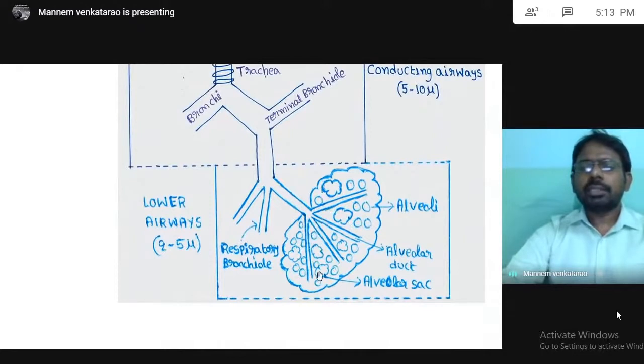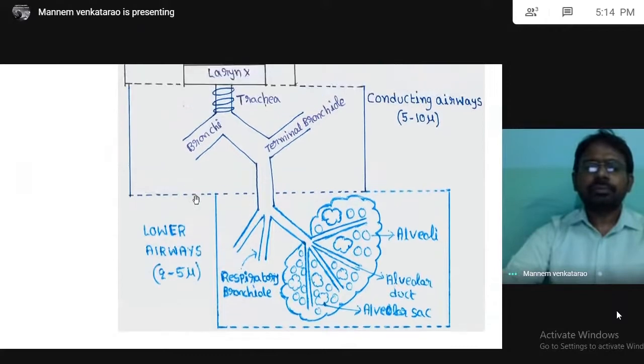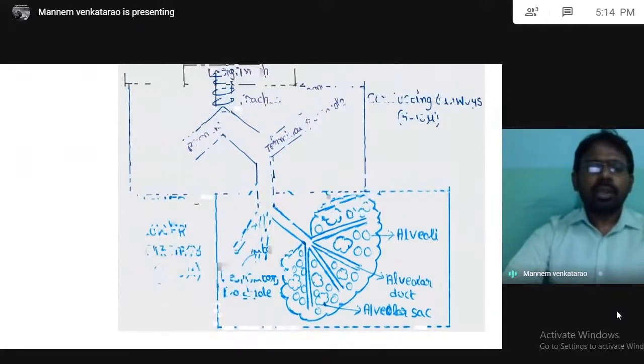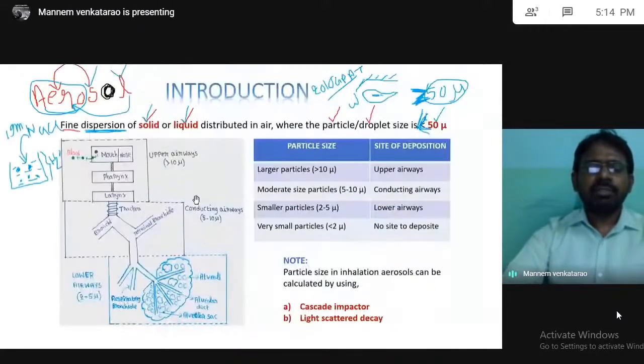Across the alveolar ducts, there is an alveolar sac present. From this alveolar sac, alveoli can be generated. The generated alveoli deposited across the alveolar ducts. That means a pipe-like structure. Then we can observe which particles can deposit in which area.